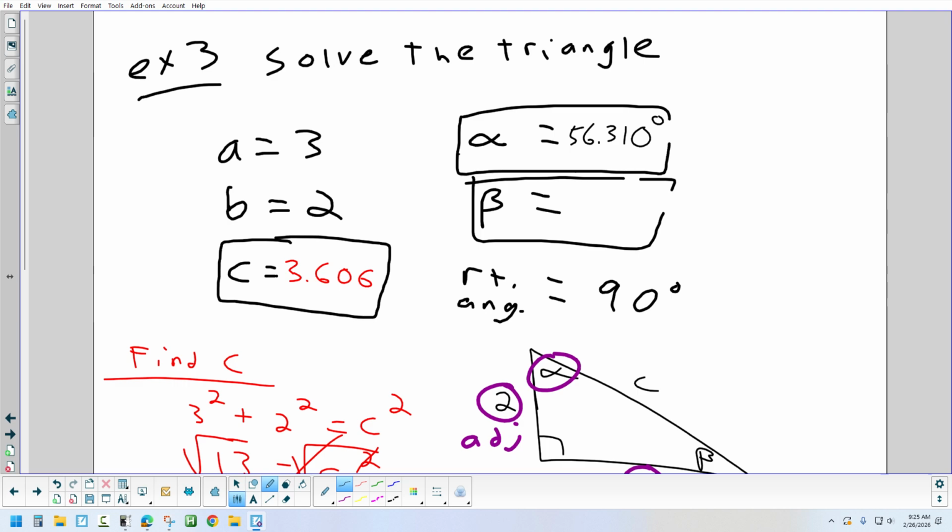I could, but we shouldn't. How come? It wasn't given. If you add them up and subtract from 180 and you got one wrong, now you're going to get that wrong too. So we're going to find beta the same way we just found alpha.